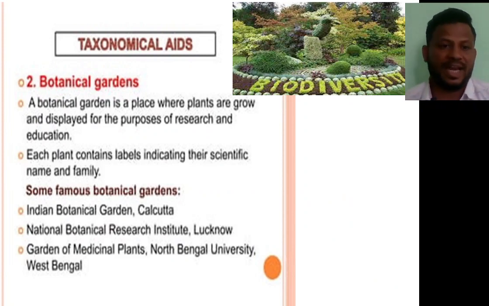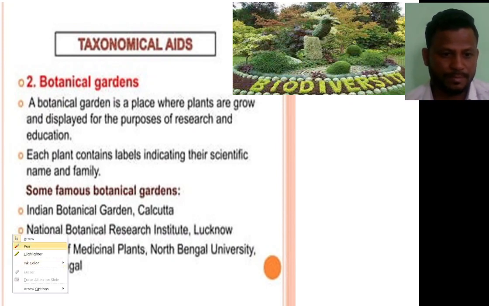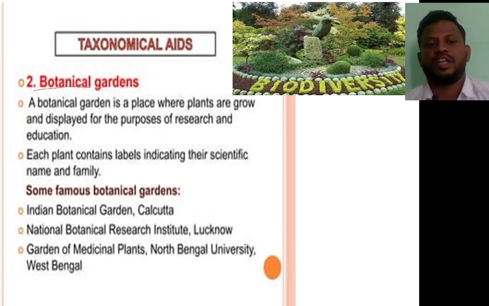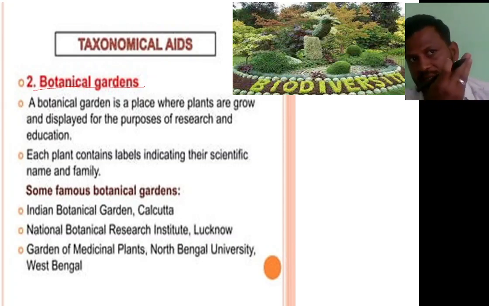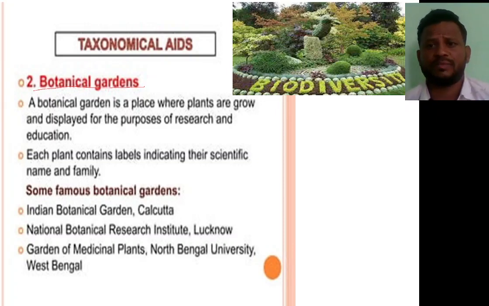Next one, taxonomical aids. Second, that is the botanical garden. Before, I told you what the botanical garden is. We see a lot of gardens. Whenever we go on trips, whenever we go on tours, we see the forest. We see what we call the botanical garden. For example, take Dandeli. Take the different forests we have in Karnataka. All those reserved forests we can call botanical gardens also. Here, nearby us in Bijapur, behind the KCP college, we see a botanical garden is arranged. In different places we see botanical gardens.